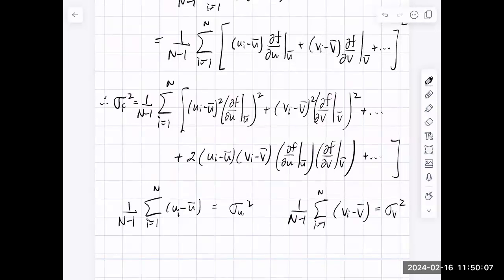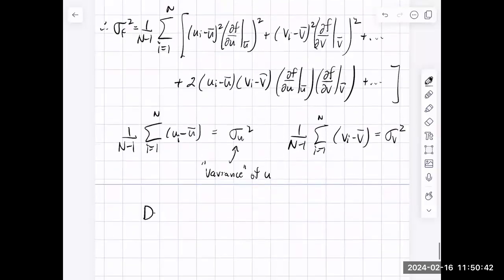So this is sigma squared, standard deviation squared. Does anyone know what that is typically called? Variance? Has anyone heard of variance? So variance is typically called standard deviation squared. So this is the variance of u, and this is the variance of v. This thing here, the product of these two, is called the covariance.